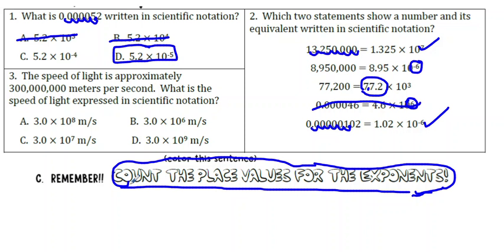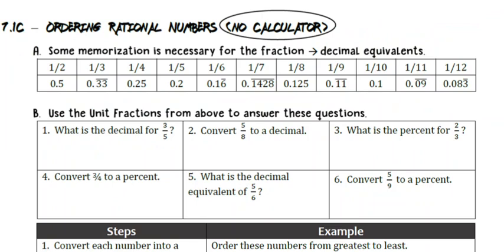Okay, guys, this is the last section. Okay, this is going to be 7.1c, where we're ordering our rational numbers. Okay, and again, this is another no calculator section. All right, and these are some of the fractions we had you memorize as decimals.